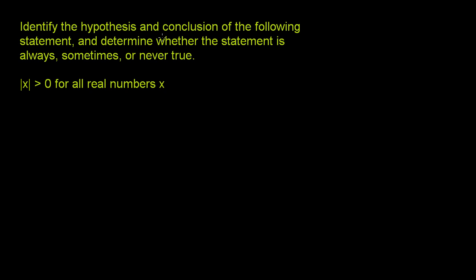Identify the hypothesis and conclusion of the following statement, and determine whether the statement is always, sometimes, or never true. The statement here is: the absolute value of x is greater than 0 for all real numbers x. If I want to decide what the hypothesis and conclusion is here, it's usually a lot easier to figure them out if you rewrite this exact statement as an if-then statement.